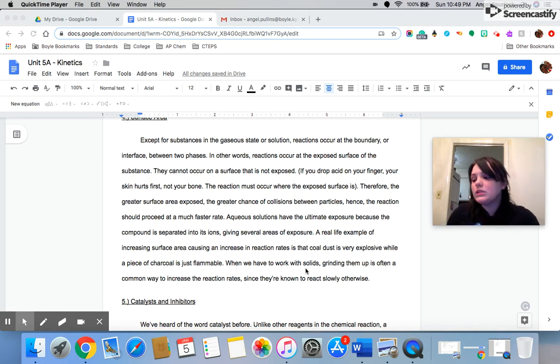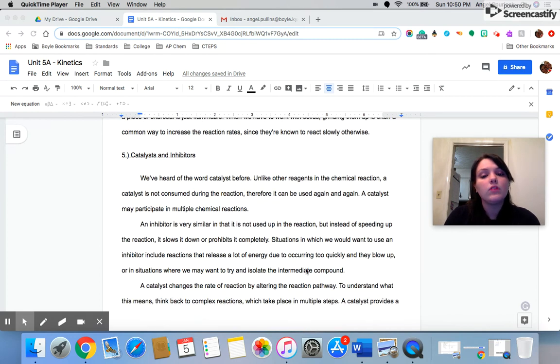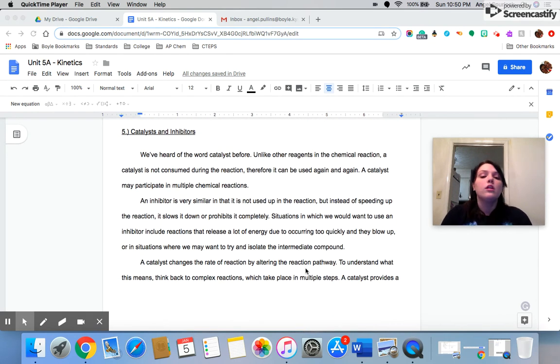Now in real life, what we tend to do is we tend to take solids and we grind them up into powder. Coal dust is way more explosive than coal itself. Coal is just flammable. Coal dust, you'll blow up a whole mine, okay? So the more surface area, the more collisions, the faster the reaction. The last thing that really affects your rate, that's like a common thing, are catalysts and inhibitors.